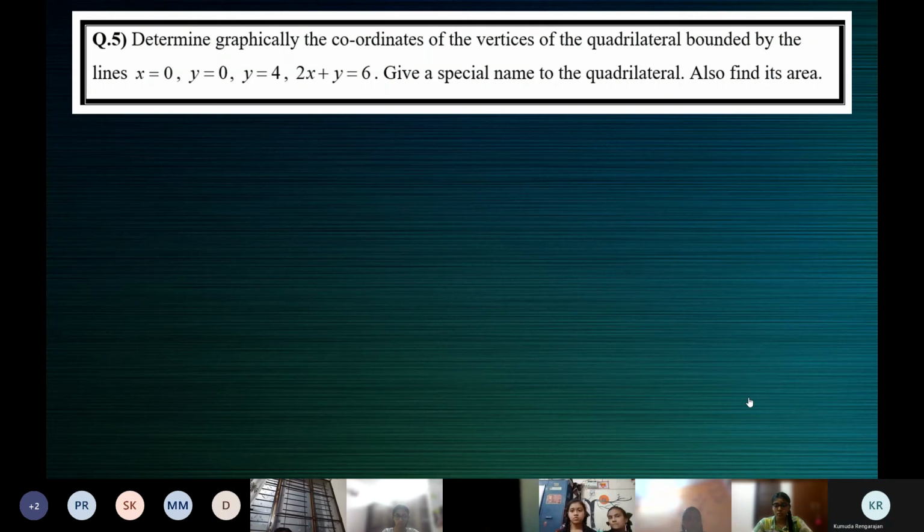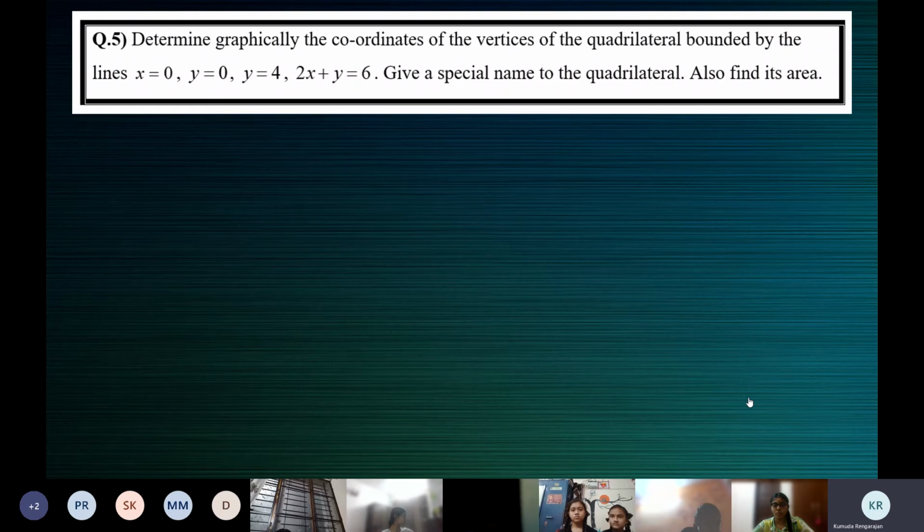This is easy. What is x equal to 0? It's the equation of the y-axis. So you don't have to make a table for that. And what is y equal to 0? It's the x-axis. You don't have to make a table for that. How will you make a table for y? So for x equal to 0 and y equal to 0, you don't make a table. The x-axis and y-axis are already there.